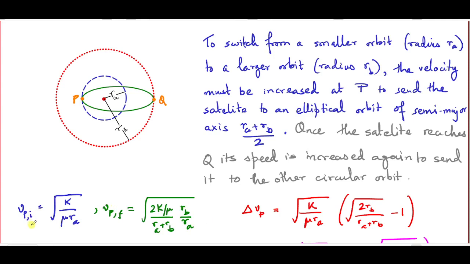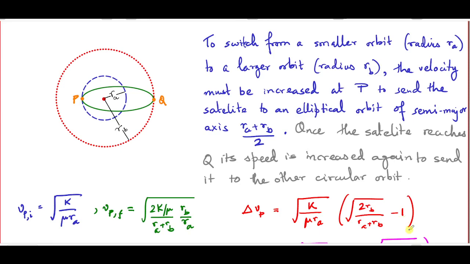Of course, the velocity of the satellite before the impulse, the initial velocity at this point P, was simply root over k/(mu Ra). And so if you subtract the two, you get delta Vp, the change in the velocity at the point P. If you take root over k/(mu Ra) as a common factor out, you get this expression, root over k/(mu Ra) into square root of (2Rb/(Ra plus Rb)) minus 1.